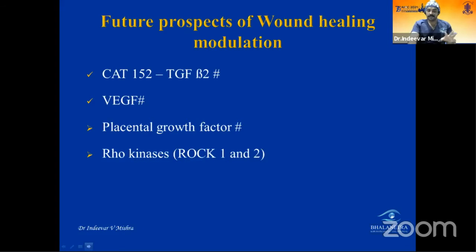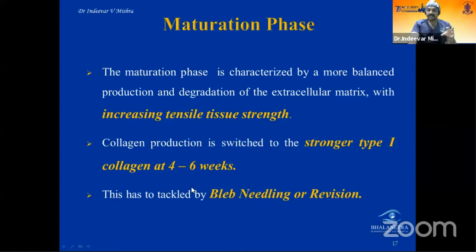But yeah, I'm looking forward to these agents. Then the maturation phase is when there is a shift in the collagen, which happens from 4 to 6 weeks. And bleb needling or revision is the only thing that can actually save the bleb.